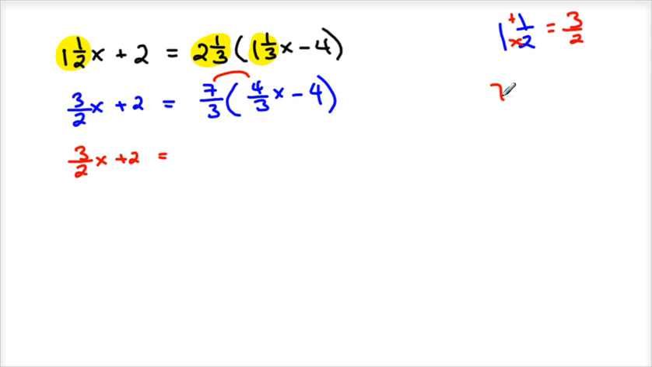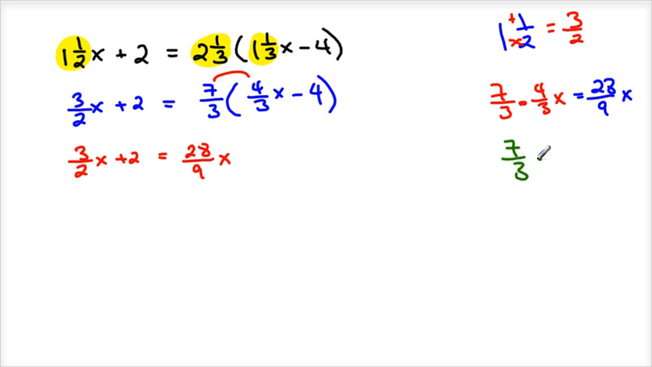Okay, so I got 7/3 times 4 over 3x. Nothing simplifies here, so I just have 7 times 4 is 28, 28 over 9x equals 28 over 9x. And then I'm going to have here 7/3 times negative 4 over 1. And here again I have negative 28 over 3. Nothing simplifies, so minus 28 over 3.